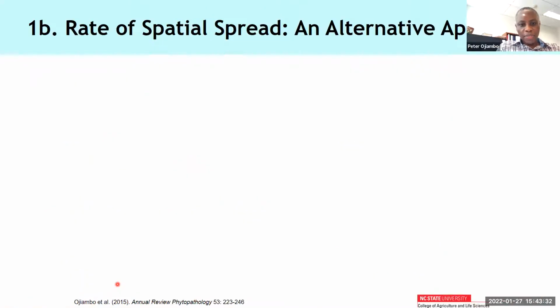All right, so one thing I also did was this. We know we have spatial numbers in terms of spread, but we wanted to use a different approach to see whether we can still get the same level of spread. So we wanted to develop an alternative approach to determine if the values we are seeing in terms of spatial spread are indeed very consistent.